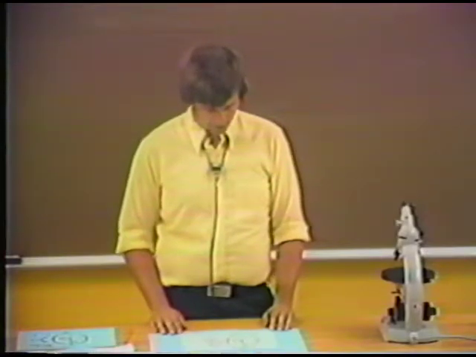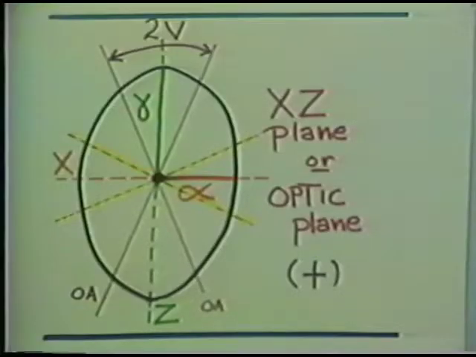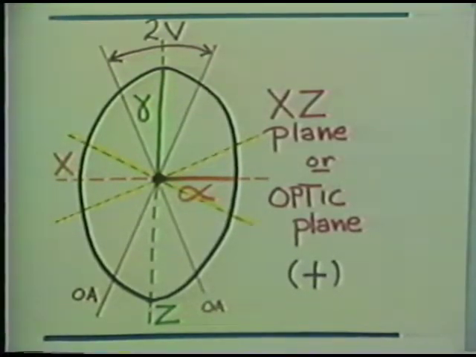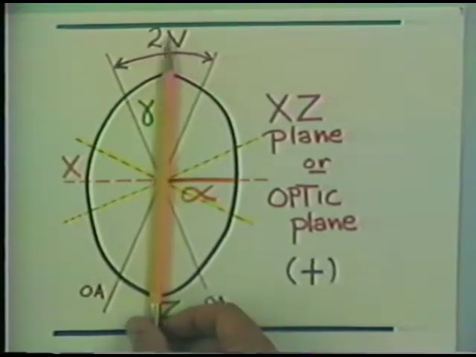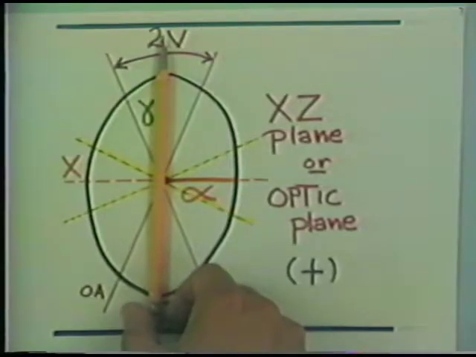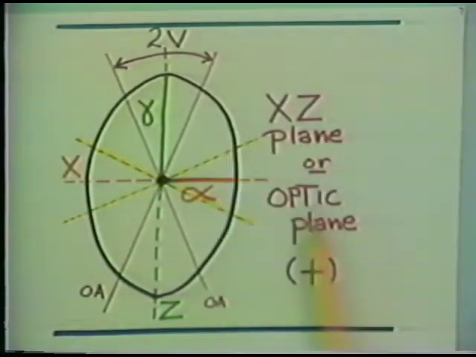Well, let's look at the optic plane now of a positive uniaxial mineral again here. Here is the construction with the Z vibration direction. Again, we put conventionally in a north-south position on this plane. The X vibration direction located here. Alpha measured along this axis. Gamma measured along this axis.